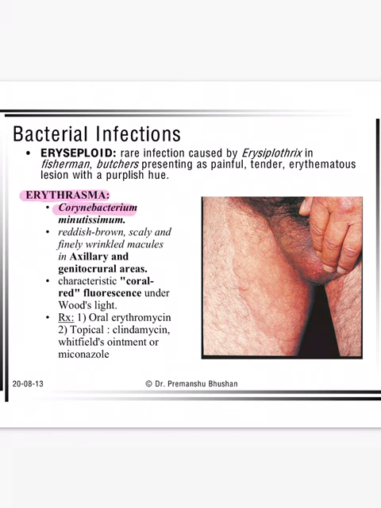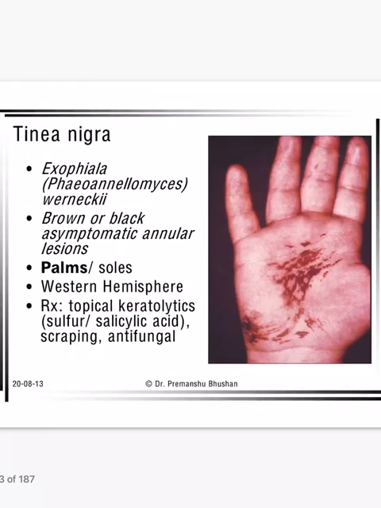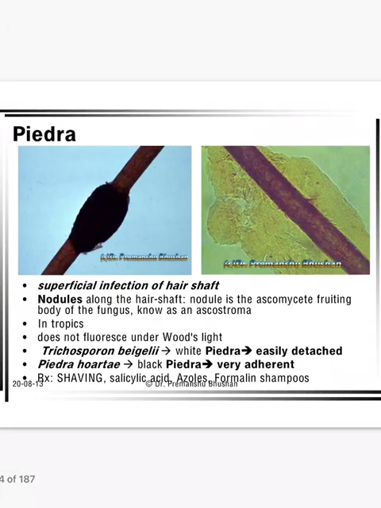Now coming on to the other thing, erythrasma, that is due to Corynebacterium minutissimum. It will show coral red fluorescence under Wood's light, guys. This is important. Pityriasis versicolor, that is the presence of hypopigmented lesions, guys. Do you see? And it shows spaghetti and meatball, or you may also know it as the banana and grapes appearance, guys. Okay. Now talking about tinea nigra. Tinea nigra is due to a fungal infection, of palms and soles. This is not very important.